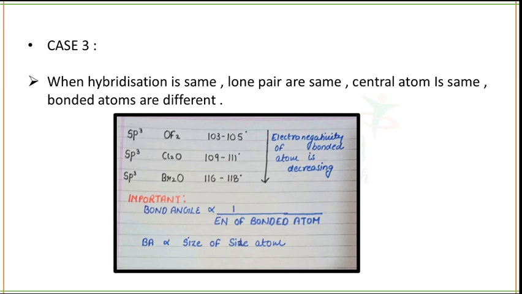Now, case 3: when hybridization is the same, lone pairs are the same, the central atom is the same, but the bonded atoms are different. In that particular example, as you can see, hybridization is the same, bonded atoms are different, but the central atoms are the same. Then the electronegativity of bonded atoms decreases. If the electronegativity of the bonded atom decreases, then the bond angle will increase. As you can see, from top to bottom, electronegativity decreases and the bond angle increases. Also, bond angle is directly proportional to the size of the bonded atoms.